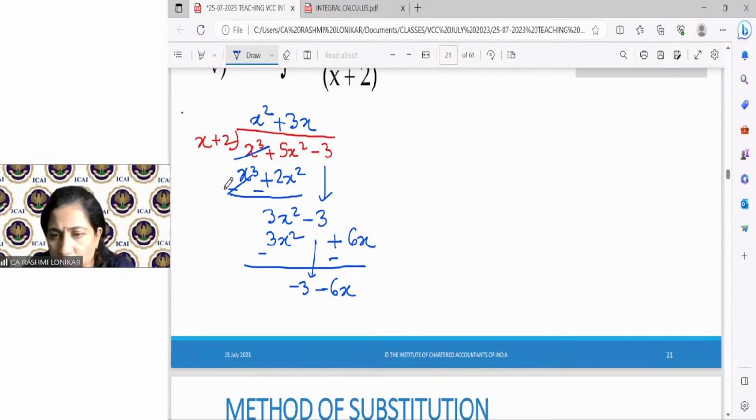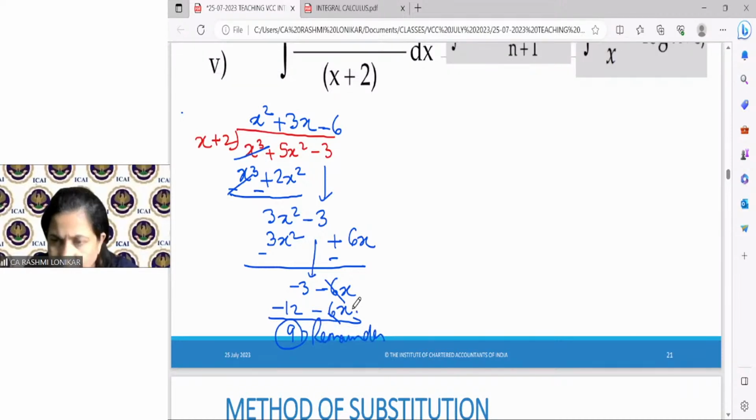Okay. Now what will happen? I have minus 6. So this is equal to minus 6. Minus 6 into x gives me minus 6x. Minus 6 into 2 will give me minus 12. Now I change sign. So this plus 12 minus 3 gives me 9 and this cancels. So this is the remainder. This is the quotient. And this is the divisor.